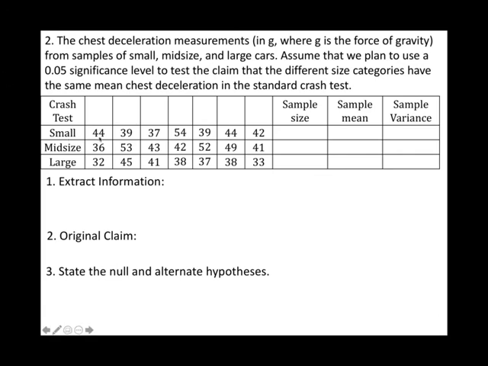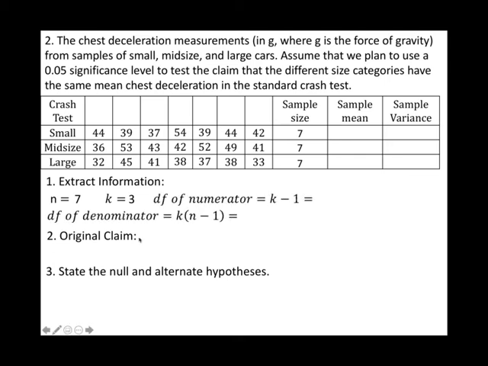So we have the data: small, mid-size, and also the large. So what is the sample size in here? 1, 2, 3, 4, 5, 6, 7. Okay, so n equals 7. How about the k? How many populations do you have? We have 1, 2, 3. So k equals 3. Figure out degree of freedom of numerator, degree of freedom of denominator. You should get 2 and 18.